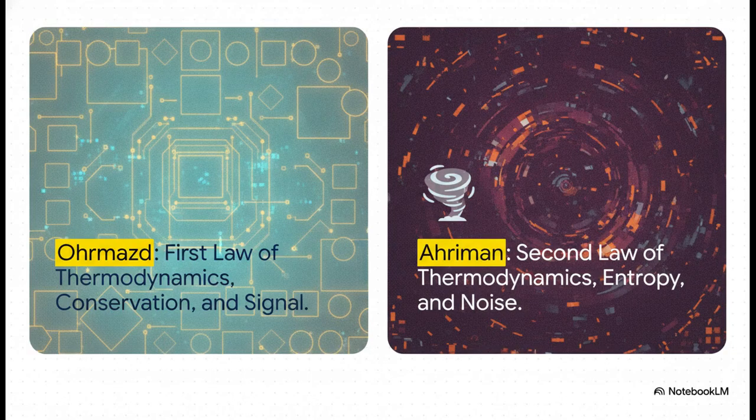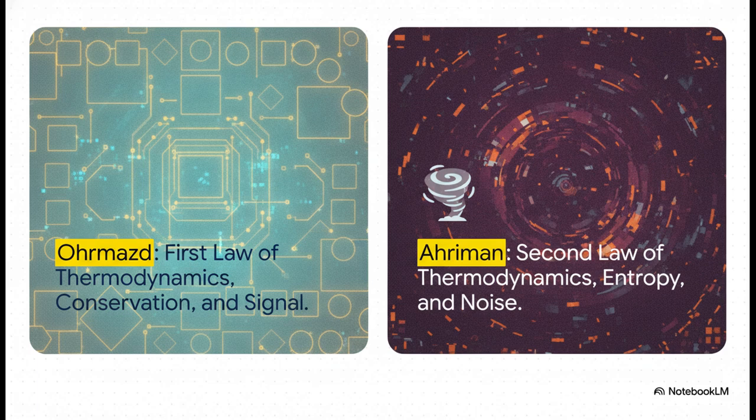And this brilliantly illustrates their core operating system. On one side, you have Mazda, representing the first law of thermodynamics. We're talking conservation, order, and the clear data signal. On the flip side is Ahriman, representing the second law of thermodynamics, entropy, chaos, the static noise.